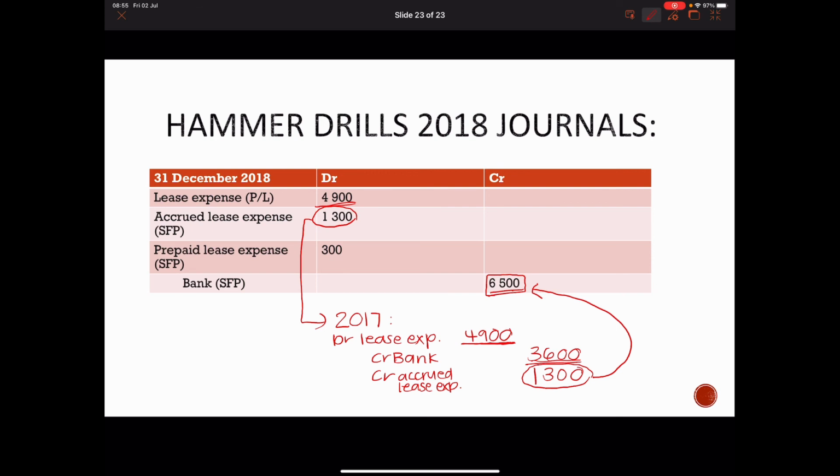So that means you don't have an accrued lease expense anymore in 2018 and you have to eliminate it against the payments. And that is why you debit accrued lease expense with the 1,300, because you do not have it anymore as you've made that payment now in the 2018 year. The balancing amount is now the 300 Rand prepaid lease expense. So in 2018, you paid them more than what the lease expense is for the year. And that is why it is prepaid lease expense, which is an asset.